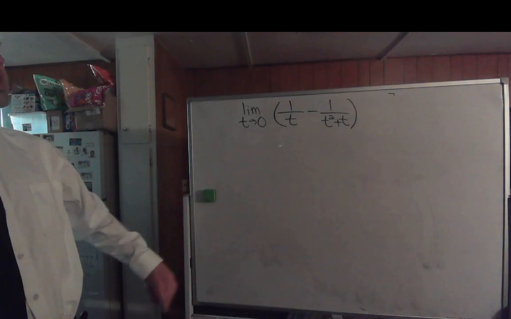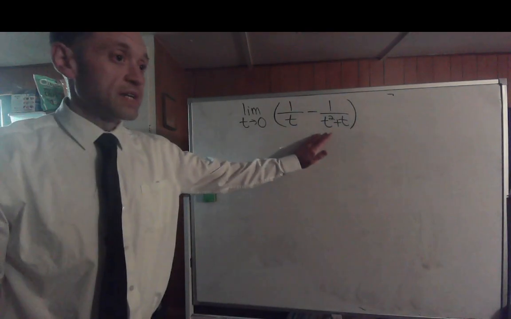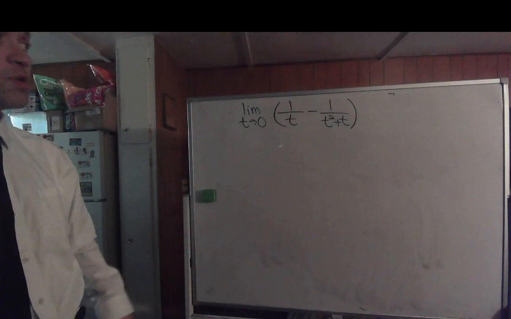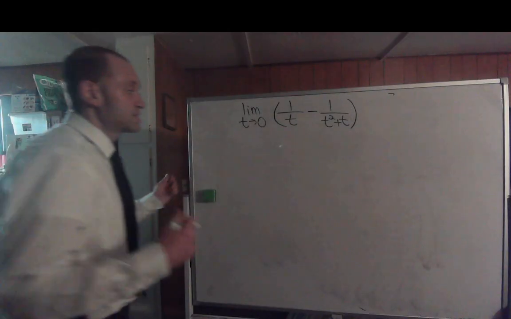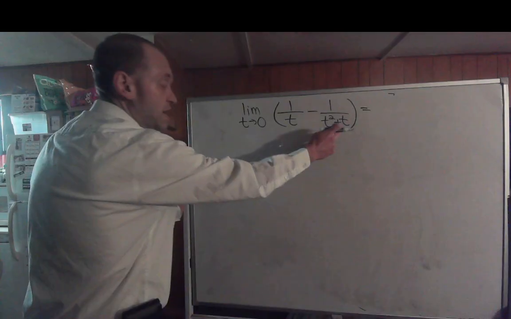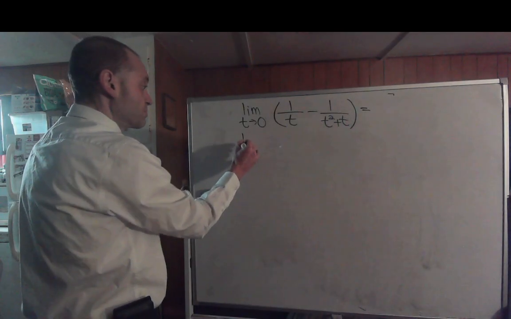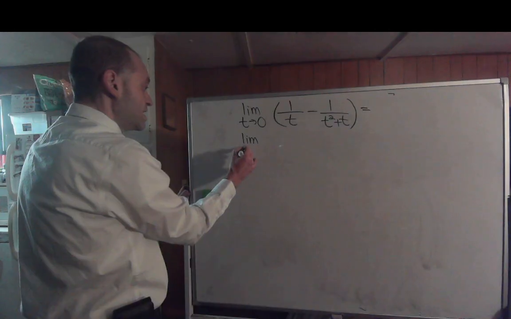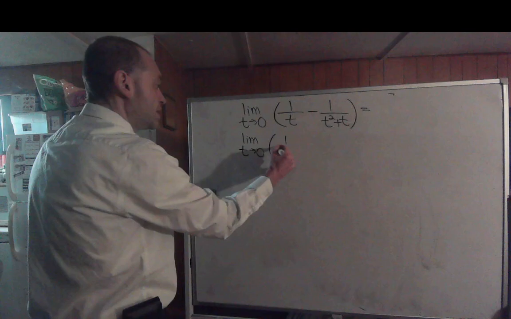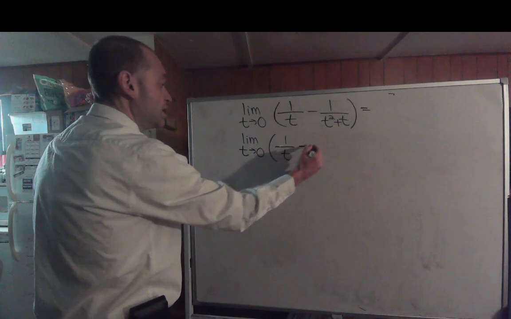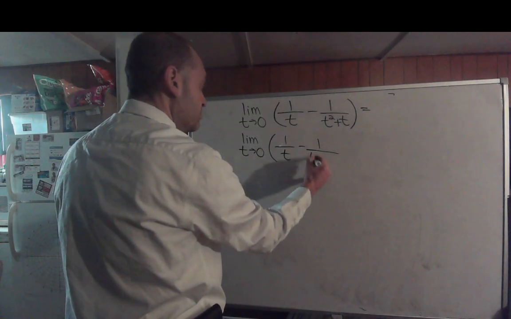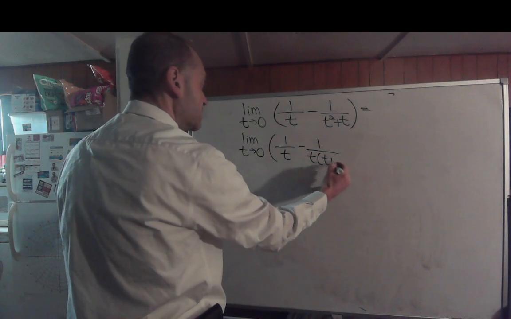Well, definitely not going to be able to do direct substitution. You would have 1 over 0 minus 1 over 0. It's undefined in both cases. Well, what I would suggest is we try to factor out the denominator of the second term. This would give you the limit as t approaches 0 of 1 over t minus 1 over, that t squared plus t will factor into t times t plus 1.